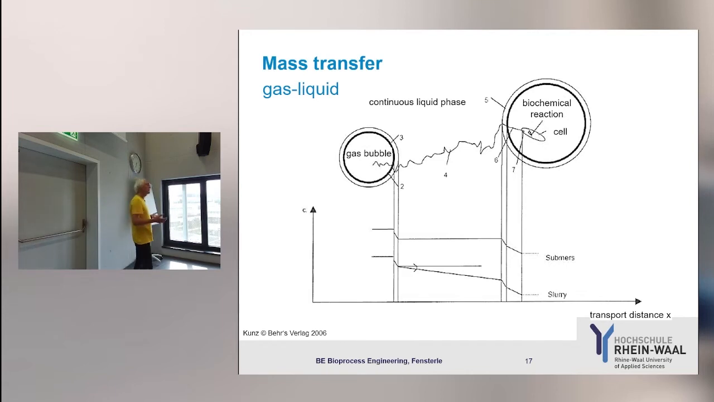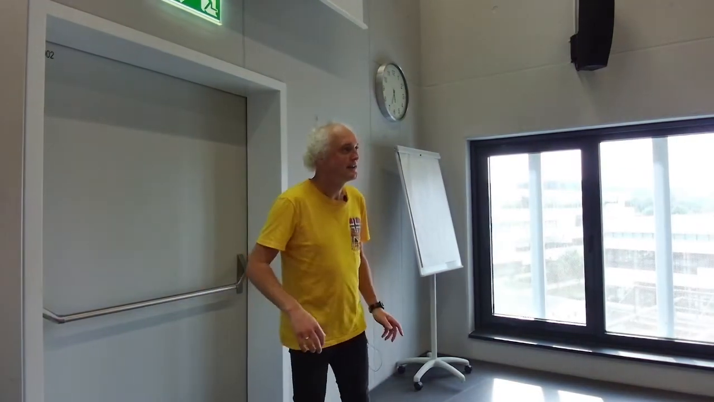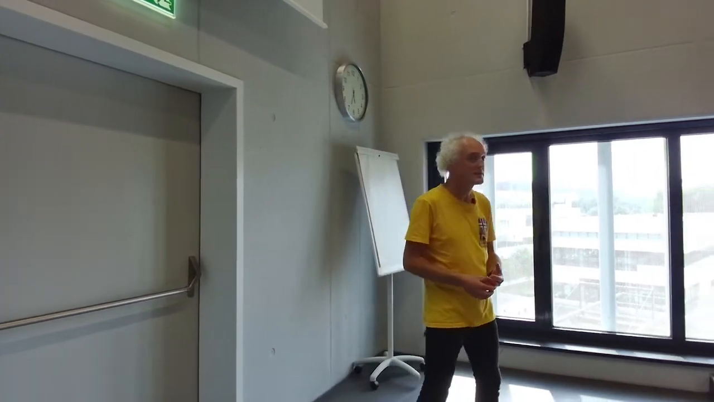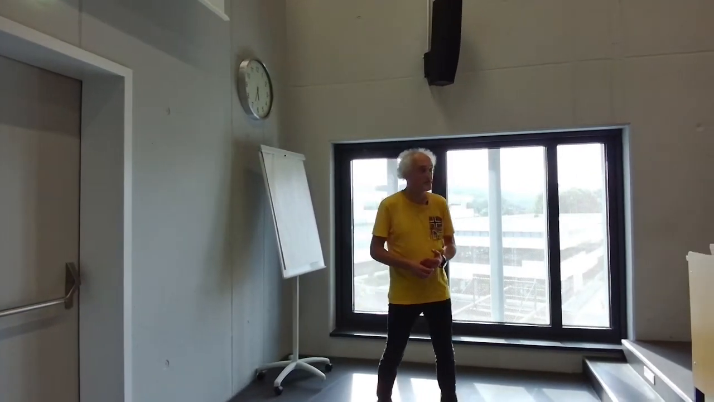Could you imagine a bioreactor where you say this is the normal condition? So where the cell is not dispersed. So where you say, aha, I have agglomerates of cells and I want these agglomerates of cells.